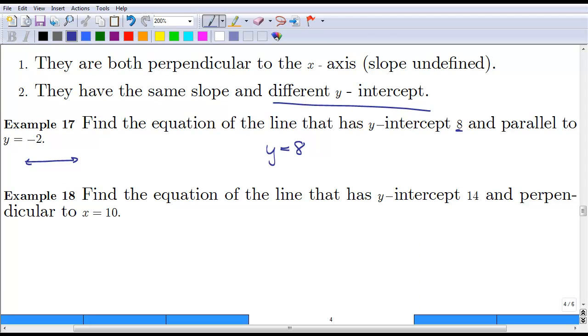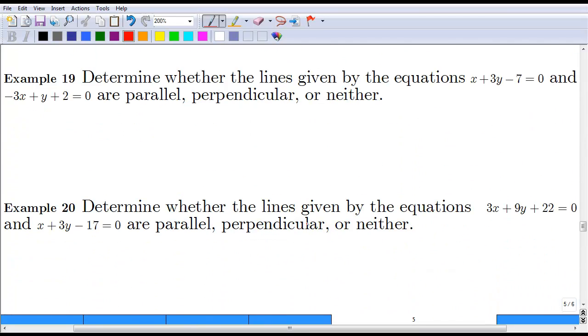In example 18, we want to find the equation of the line that has a y-intercept of 14 and is perpendicular to the line x equals 10. We know x equals 10 is a vertical line. If we want something that is perpendicular to it, we want a horizontal line, which is going to take the form y equals, and we have a y-intercept of 14, so that is our equation.